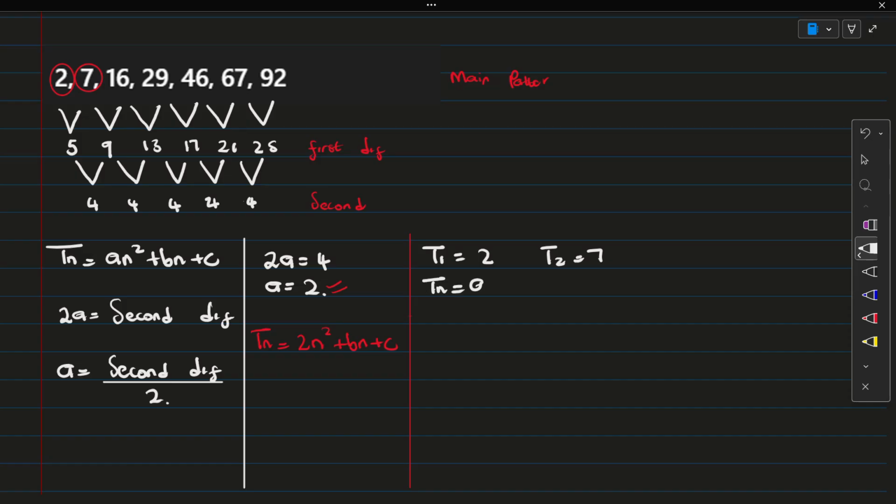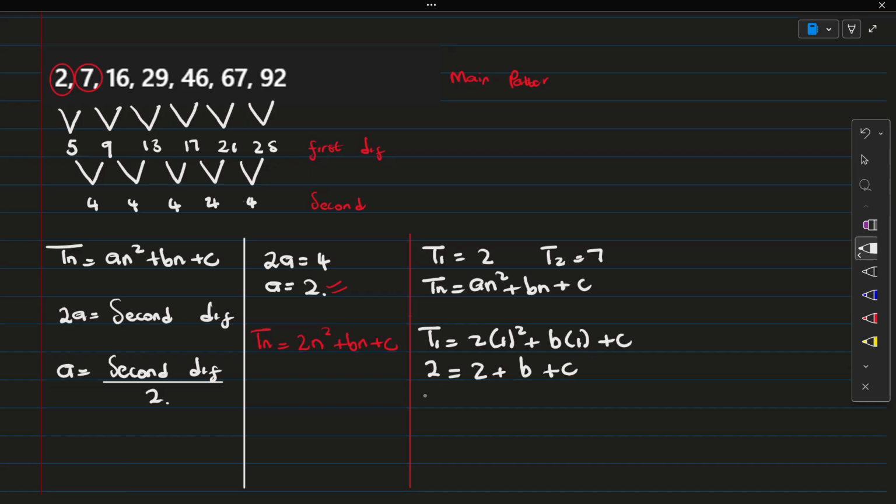Tn is equal to an squared plus bn plus c. Then for term 1, what is your a? Our a is 2. What is our n? Our n is 1 squared plus b, we don't know it, but our n is 1, then plus c. But we know our term 1 is 2. So 2 is equal to 2 multiplied by 1 squared, which is 2, plus b multiplied by 1, which is b, plus c.